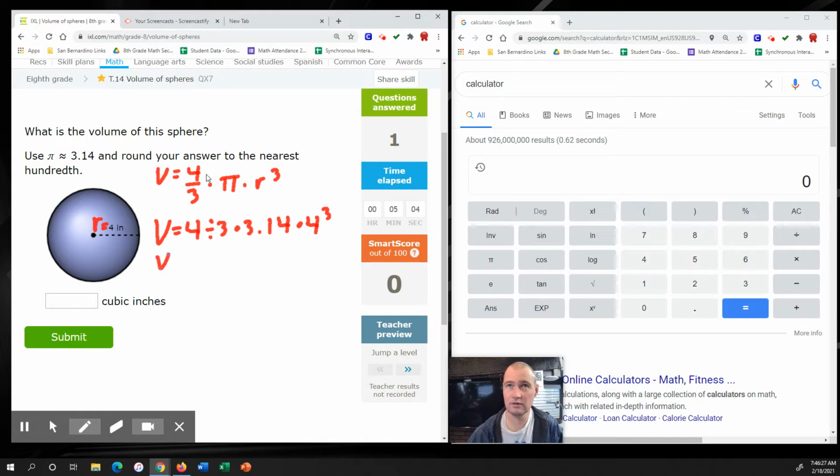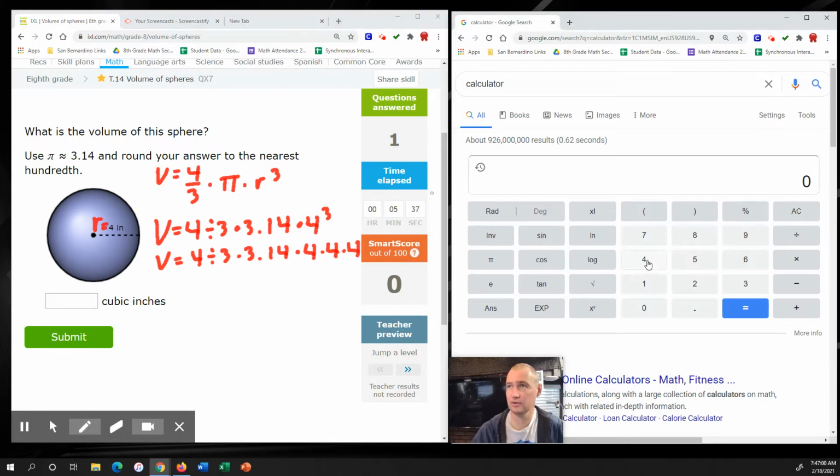Next step, we got volume equals. All I'm going to do right now is address the 4 to the third power. Everything else I'm going to leave the same. So I'm going to leave 4 divided by 3 times pi, which is 3.14, times 4 times 4 times 4, and that's going to represent to the third power. Now at this point, because it's division from left to right, I would just use a calculator.